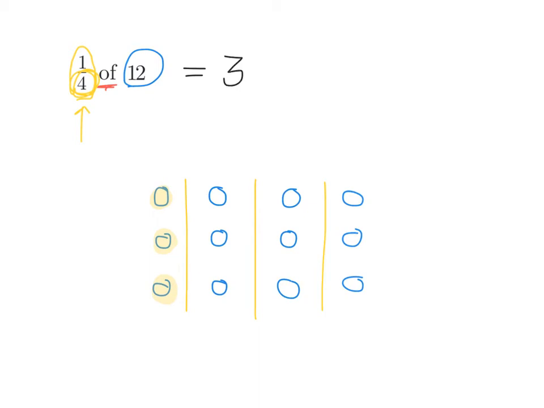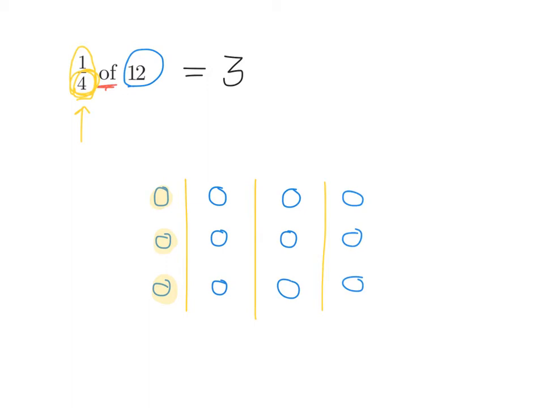Again, we're finding a fraction of a set. 1/4 of 12 is 3. What this means is if I have 12 cupcakes and I want to eat 1/4 of them, how many cupcakes would I eat? 3. If I have 12 pizzas and I want to give Anirag 1/3 of them, how many would Anirag get?